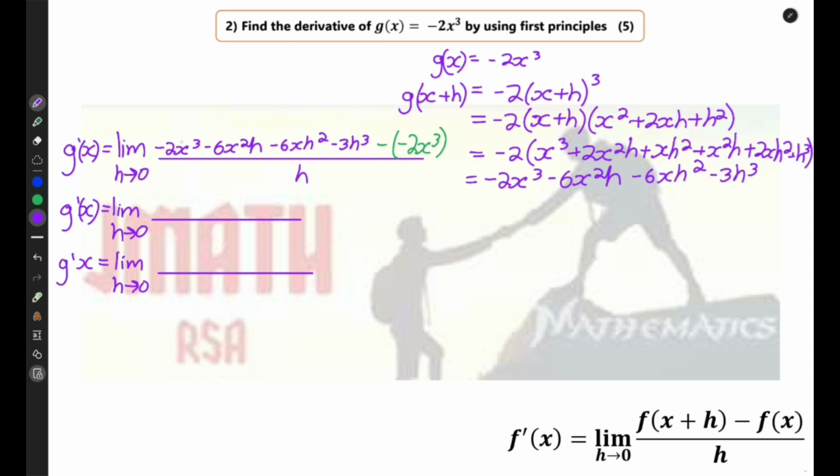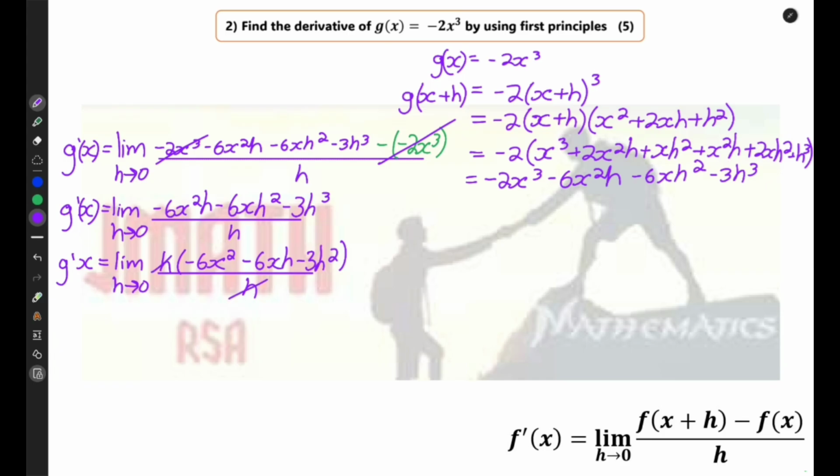Okay, so now that I've subbed in, I can just see that everything that doesn't have an h needs to cancel out. So minus 2x cubed will cancel with the plus 2x cubed at the back, and then I'm left with minus 6x squared h minus 6xh squared minus 3h cubed. I can now take out h as a common factor there, so I have minus 6x squared minus 6xh minus 3h squared all over h.